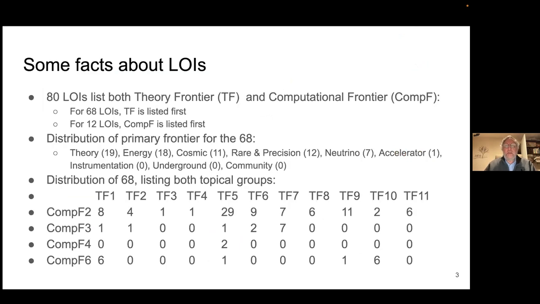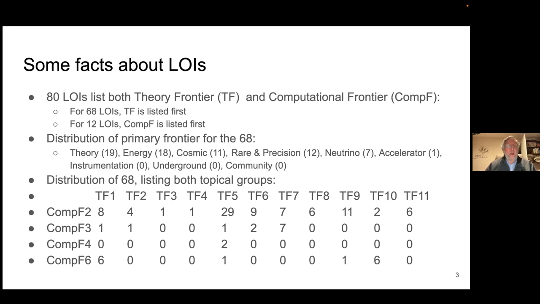I did some research into the LOIs that we received, and there were 80 LOIs that list both theory frontier and computational frontier. Among those, 68 listed the theory frontier first, 12 listed the computational frontier first. That may have to do with the way they list things, but then I looked into what's the primary frontier of the 68 that listed theory before computational. The 12 that listed computational first were all, the primary frontier was computational.